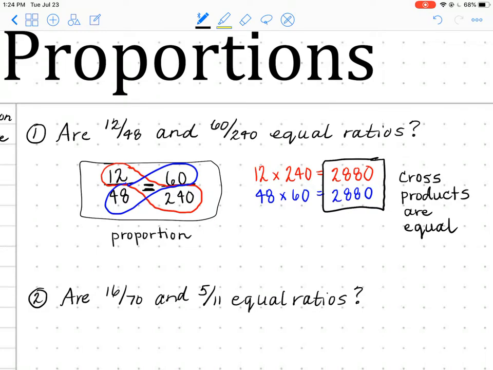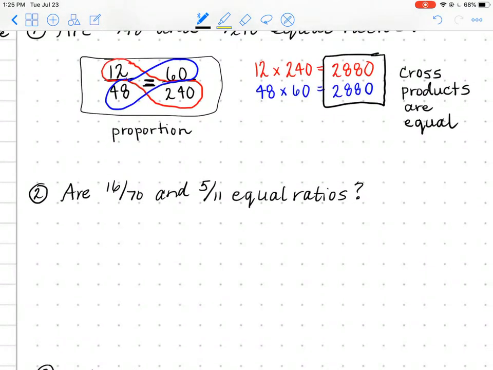Okay, let's test this one. Are 16/70 and 5/11 equal ratios? Well, when they say equal ratios, what they're meaning is, are they proportionate? Are they a mom and a baby? Are they truly equal? Are they proportional? Those are all different ways of saying the same thing. So here is 16/70ths. And 5/11ths. And we're testing that equality. We want to know if these are truly proportionate.